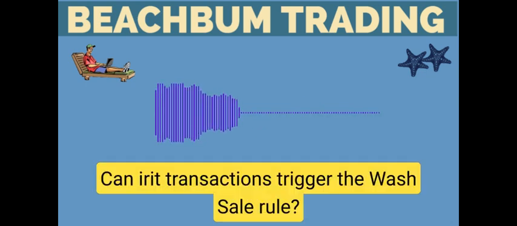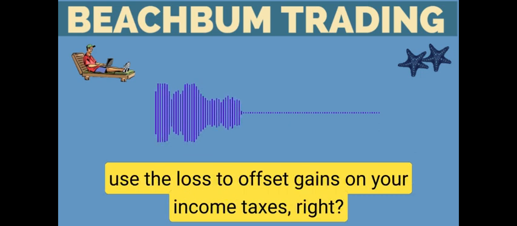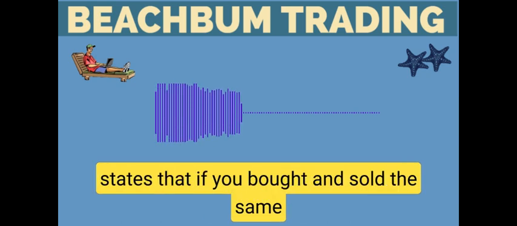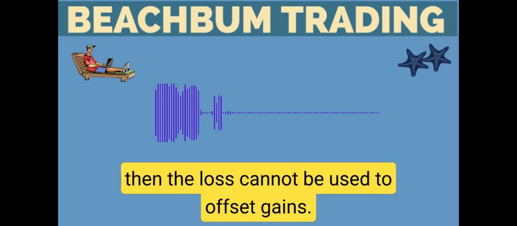Can IRA transactions trigger the wash sale rule? If you sell stock at a loss, you should be able to use the loss to offset gains on your income taxes, right? Right, except if you violate the wash sale rule, which states that if you bought and sold the same investment for a loss within a 30-day period, then the loss cannot be used to offset gains.